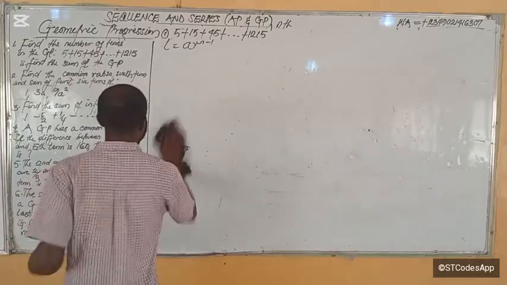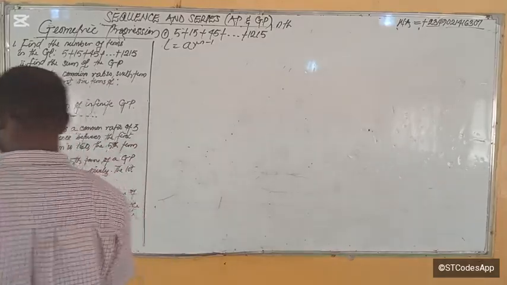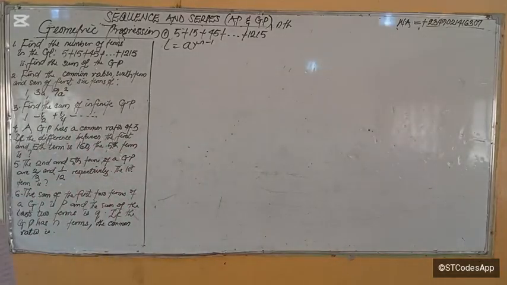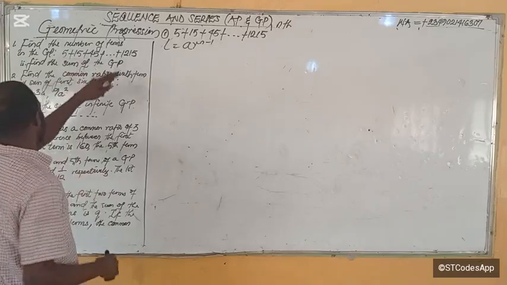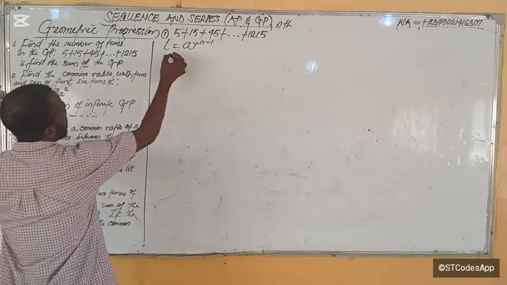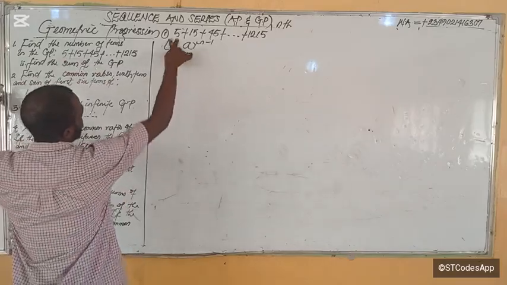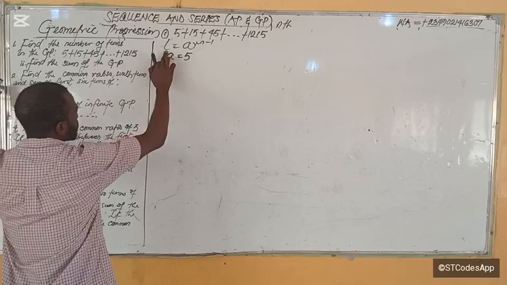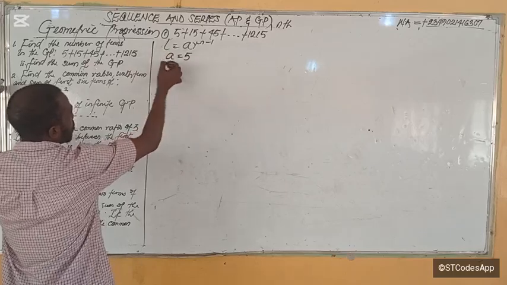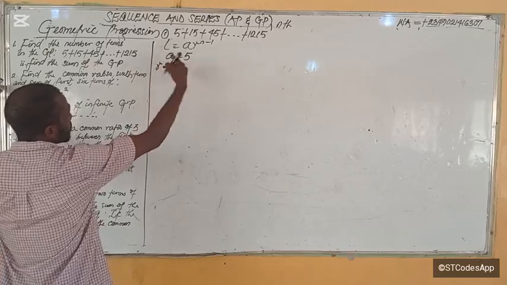So that's what we're going to use here still. So follow me. Like I said, he said we should find the number of terms here, right? Now, what's the first term here? A is already given to be 5. This is the first term. Is that clear? Now, our last term is already given also, but we can also find our R here from already.